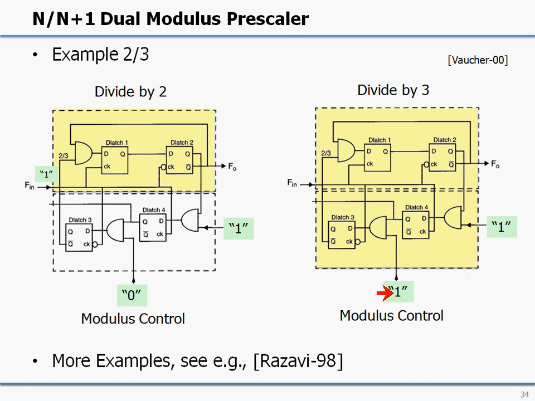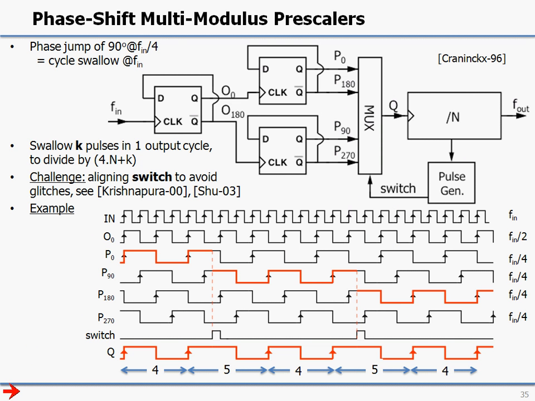When we put the modulus control to 1, then latch 4 and 3 also make a master-slave flip-flop, and they participate in the operation of the circuit. In fact, now we have a circuit that can have 4 states, but the AND logic here makes sure that only 3 of the states are allowed, or we cycle through 3 of those states driven by the input frequency. So in effect, we have a divide by 3 circuit. There are many more examples of these types of circuits in the slides before and also in Professor Razavi's book.